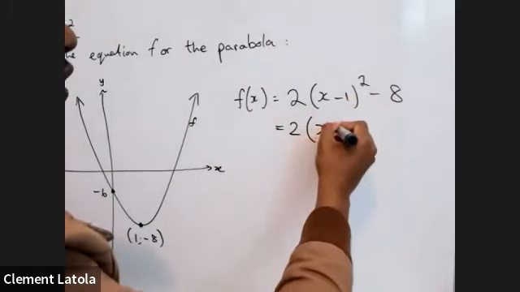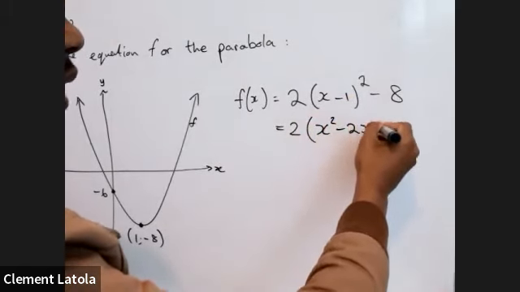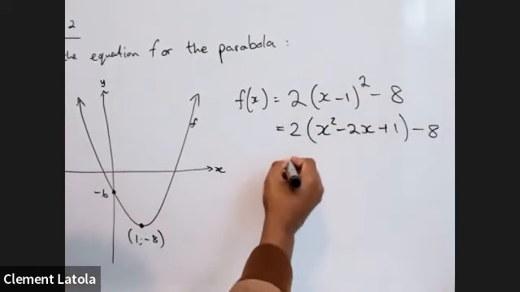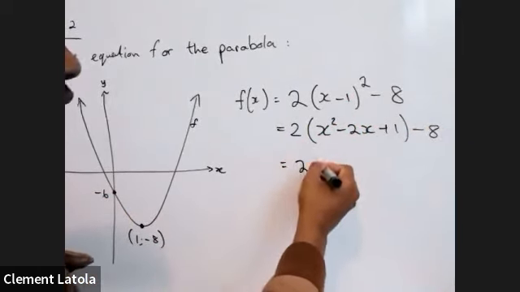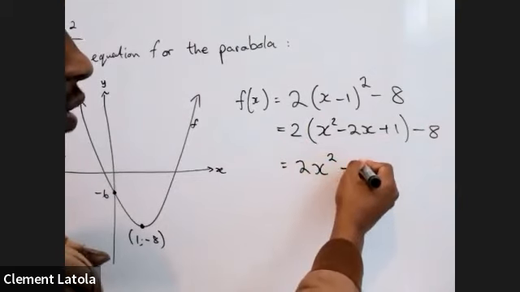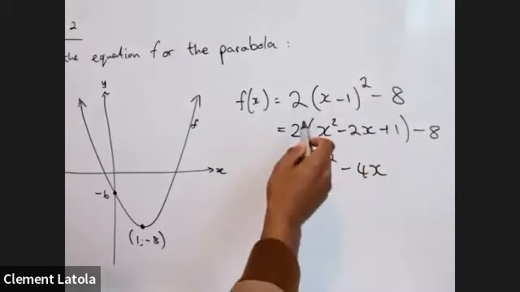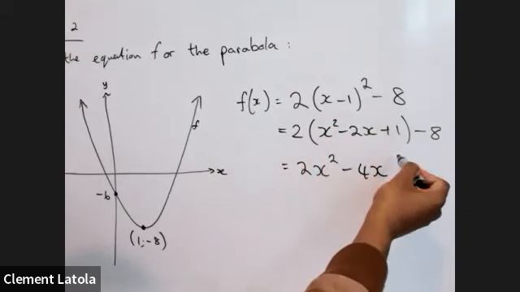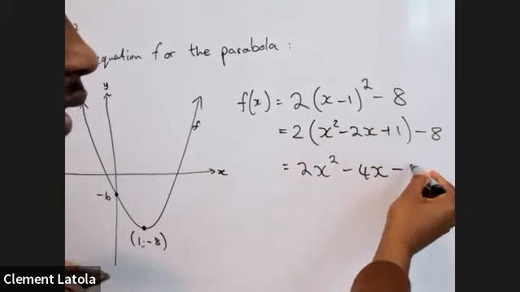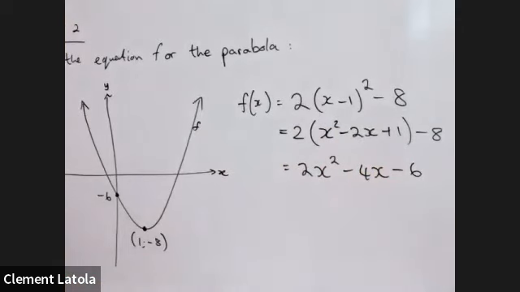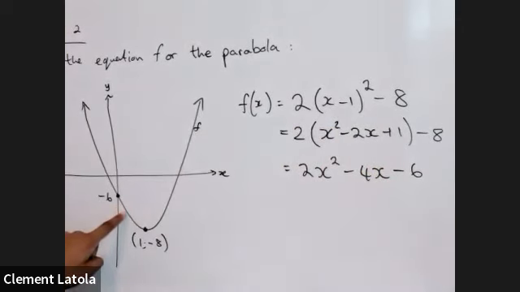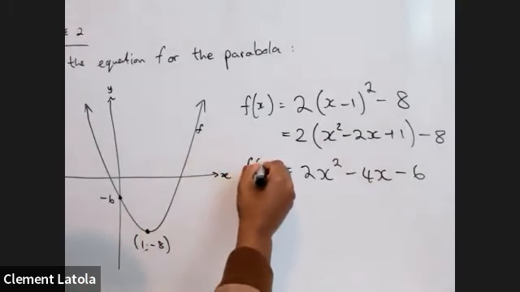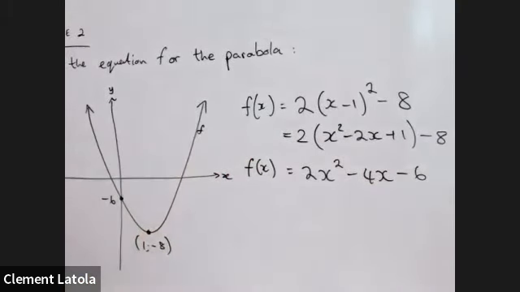That gives me x squared minus 2x plus 1. Then I multiply the 2 inside the bracket: 2x squared minus 4x. Now, if I multiply 2 with 1, I get 2. But since I'm minusing 8 from that, it becomes minus 6, which is the y-intercept of this parabola. Okay, so this is now the equation in the standard form.